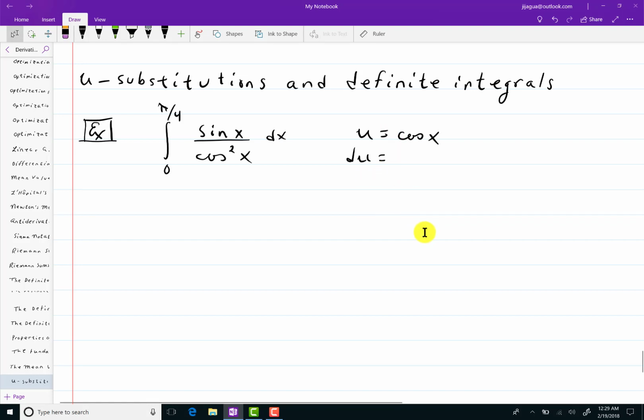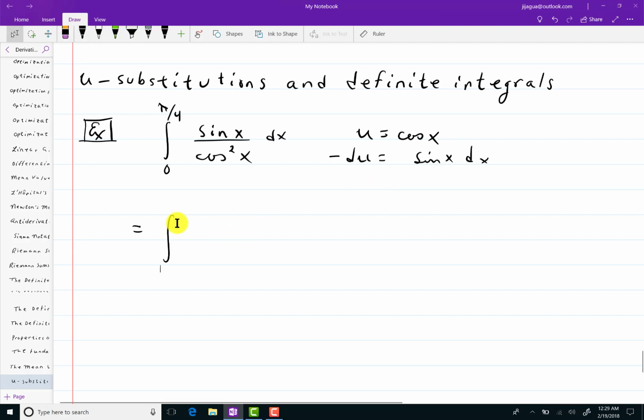The derivative of cosine of x is negative sine of x dx. And of course, I have sine of x dx all in the numerator. Not negative though, so what I'll do is take the negative out of here and put it in front of my du. Then it's all a matter of substituting everything. So let's go ahead and put it in.